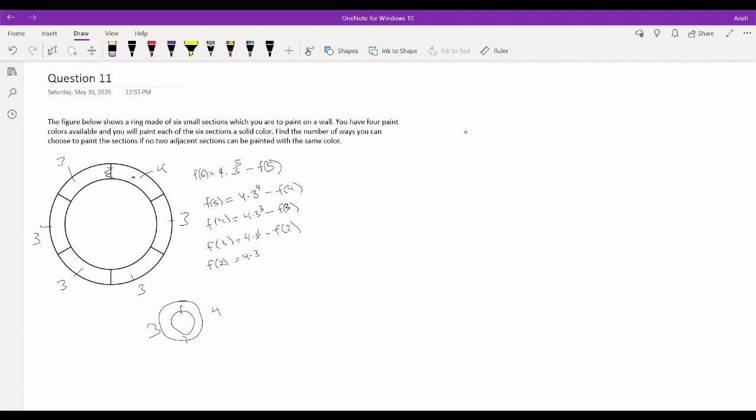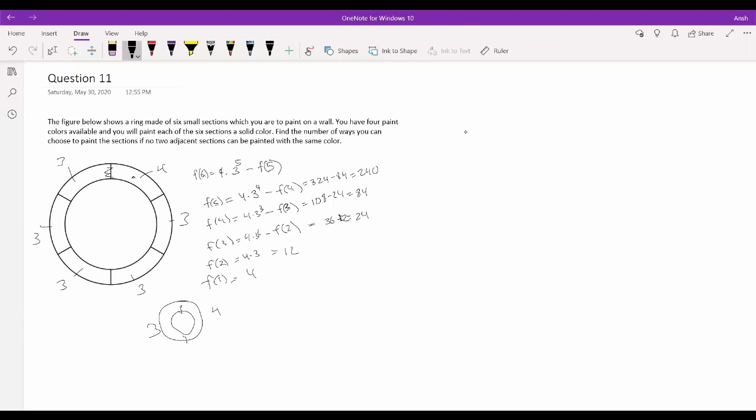And F of 1 obviously is just 4, since you can just paint one solid wall any of the four colors. So from here we get F of 2 is 4 times 3, which is 12. So that means F of 3 would be 4 times 3 squared, which is 36 minus 12, which is 24. Then F of 4 is 4 times 3 cubed, which is 108 minus 24, which is 84. Then 4 times 3 to the 4th would be 4 times 81, which is 324 minus 84, so that's 240.